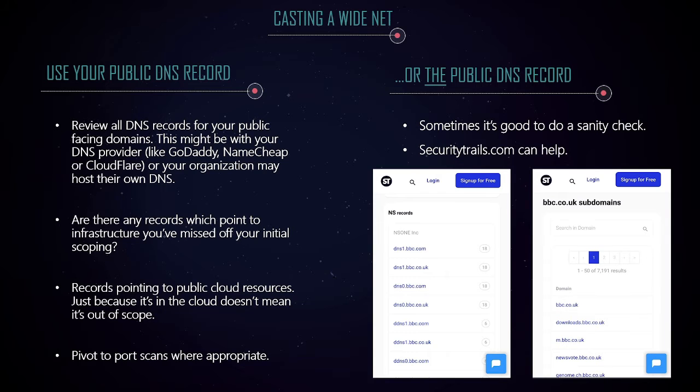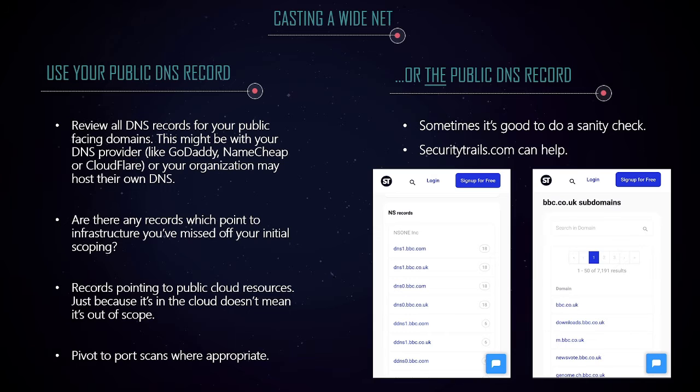Looking at your DNS records, do you see any records pointing to infrastructure you missed from your original scoping but belongs to your organization? How about resources you have in the public cloud like AWS, Azure, or GCP? In many cases, pen testers can also perform assessments against your public cloud services. The rules of engagement are just a little different. They need to attack your service in the cloud, not the cloud service itself.